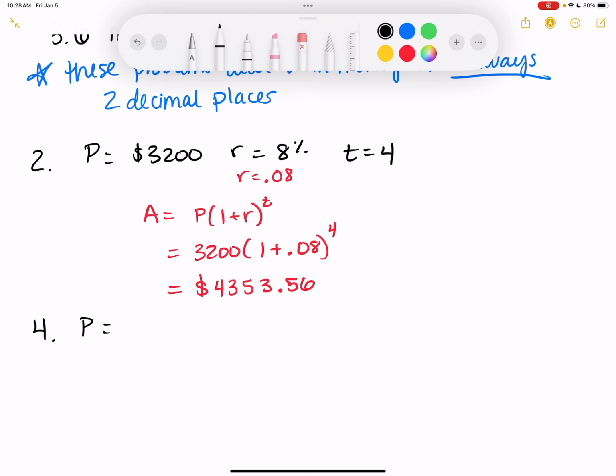Doubtful. All right, 4. P is 15,500. R is 9.5%, and T is 12. So how do I need to rewrite R? 0.095.